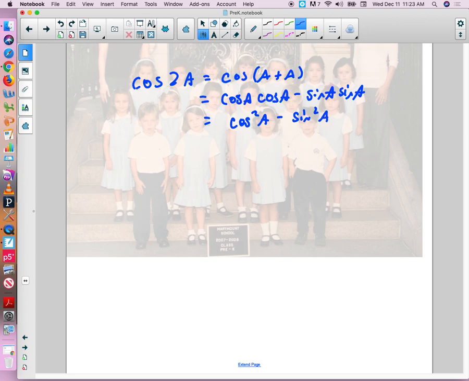Okay? So sine squared plus cosine squared is 1. Cosine squared minus sine squared is cosine 2a. If you type this into your calculator, you'll get a picture of that. Okay? But we can't stop there. I hardly ever use that formula. I like to morph it into one of these.